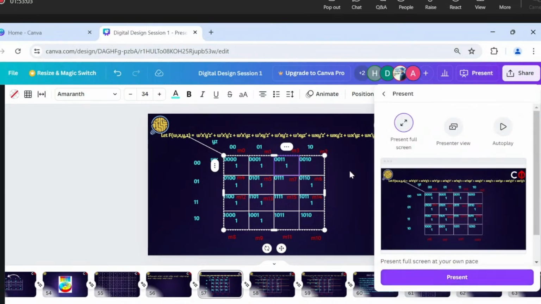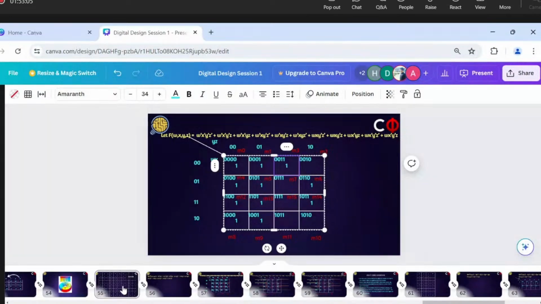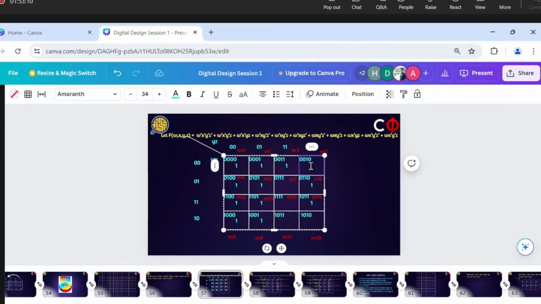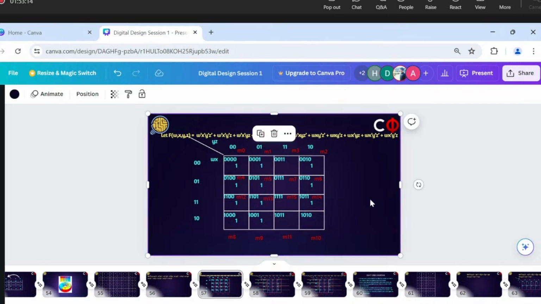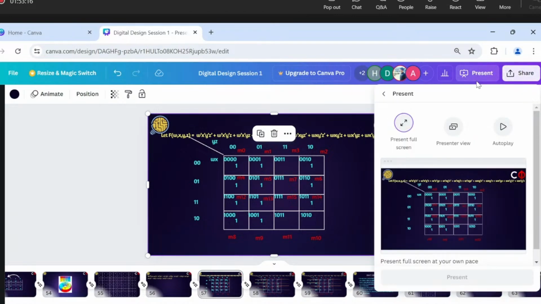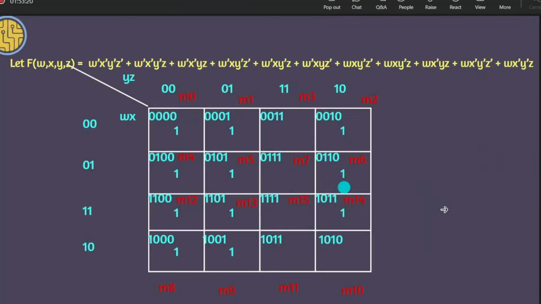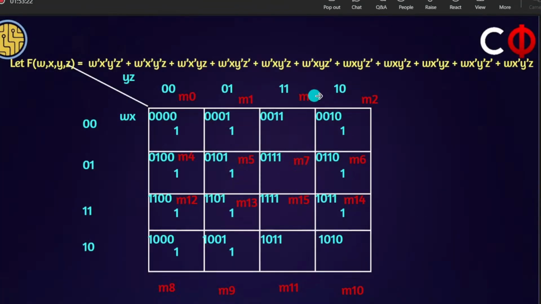Or wait, did I write the function wrong? Yeah, I've written it wrong here. The function was, it's 1 here, and this is not that. Sorry about this typo. So each term in this manner, you're going to be verifying from the function and putting ones there.